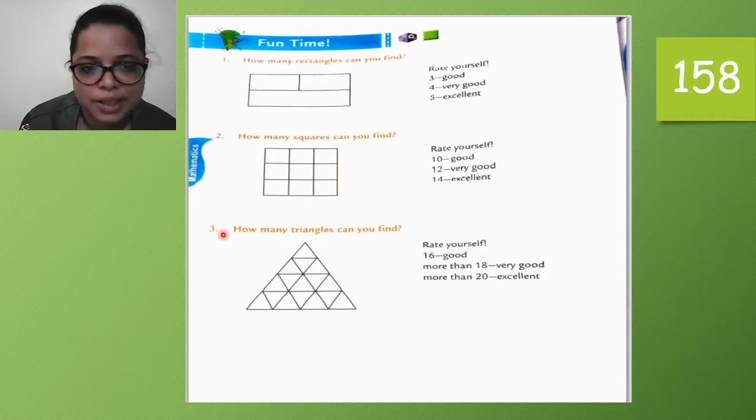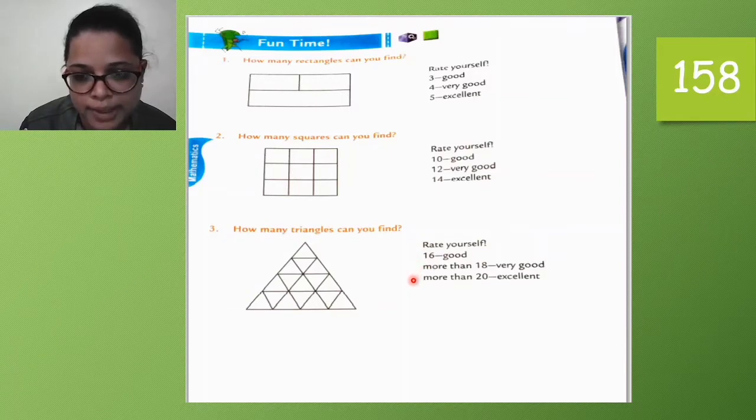Now let's do question number 3. How many triangles can you find? Rate yourself. If you find 16, good. More than 18, very good. And more than 20, excellent. So we'll try our best to find more than 20 so we can get an excellent remark, because we've already got excellent for question number 1 and question number 2. So let's find it out.